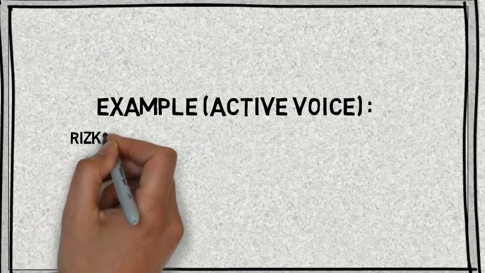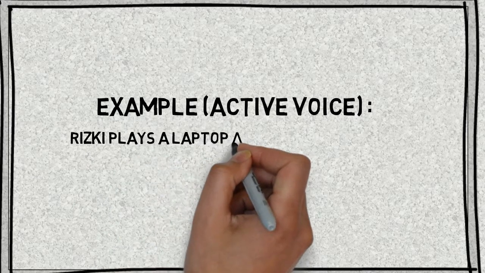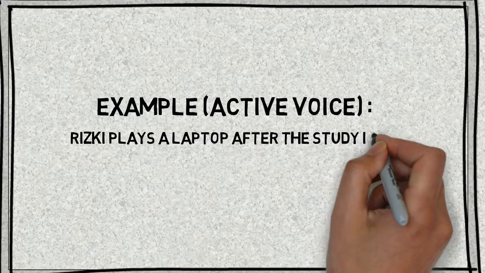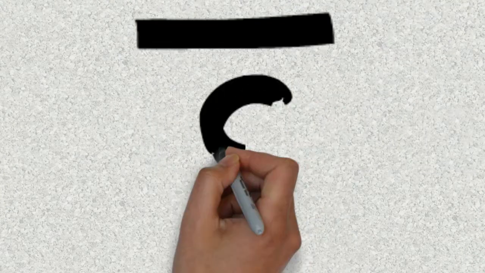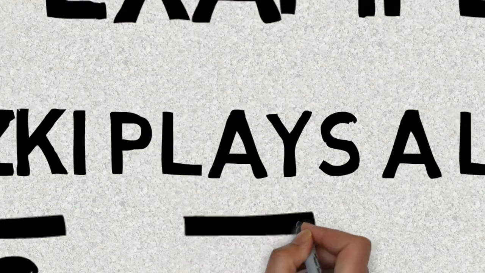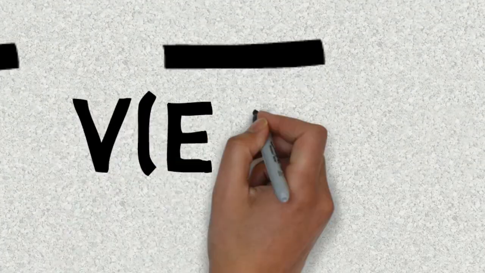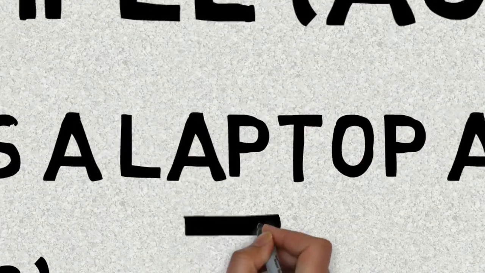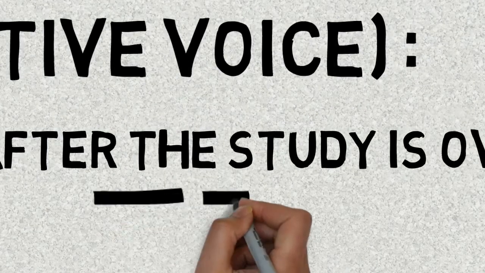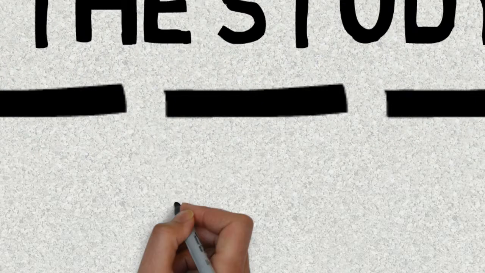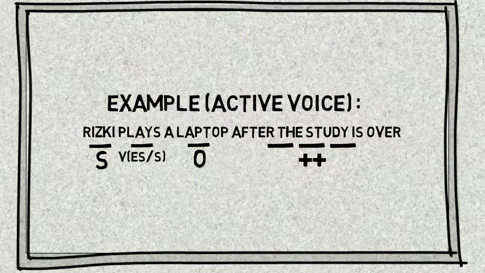From this video, the example in the active voice is Rizky plays laptop after the study is over. Rizky is the subject, plays is the verb es or s, laptop is the object, and after the study is over is the informal information.